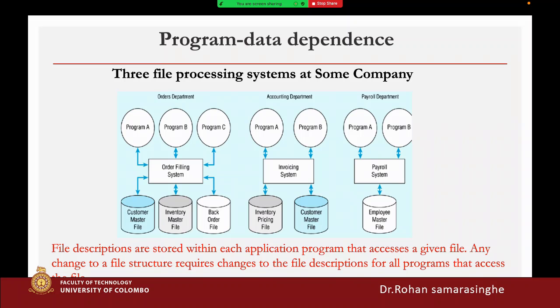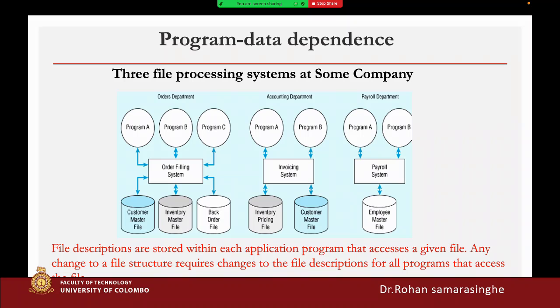So any changes to the file structure require changes to the file description for all programs that access the file. Consider that when you change the employee master file, if a new employee is recruited to the company, that information is entered in the employee master file. When the salary is prepared, using the payroll system, that can be used.